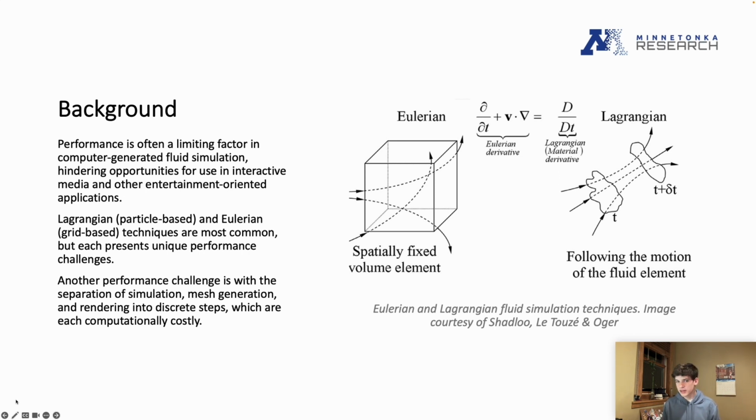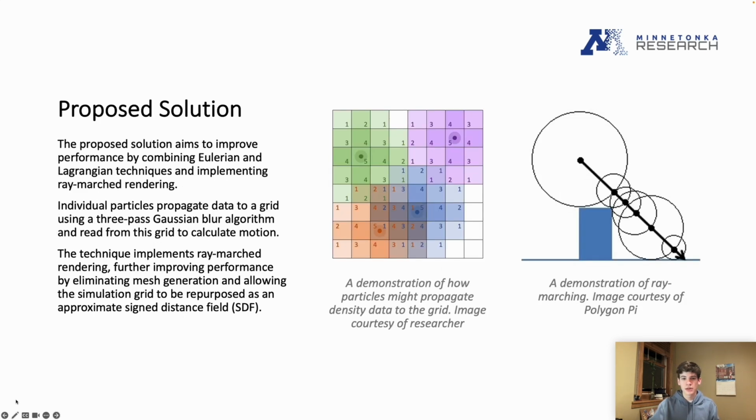Such as with Eulerian techniques, how each grid cell needs to check for all of its neighboring grid cells, which grows very costly at high grid resolutions. And with Lagrangian or particle-based techniques, each particle needs to iterate through all of its neighboring particles, which can cause similar computational costs. And another challenge is with the separation of simulation, mesh generation, and rendering into their own discrete steps, which are each very computationally costly.